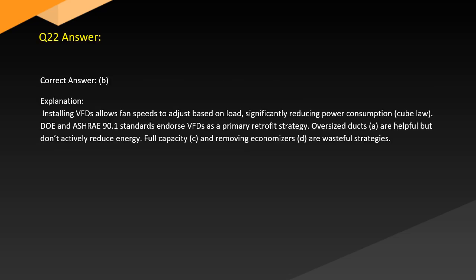Answer. Correct answer: B. Explanation. Installing VFDs allows fan speeds to adjust based on load, significantly reducing power consumption. Per the fan affinity cube law, ASHRAE 90.1 standards endorse VFDs as a primary retrofit strategy. Oversized ducts, A, are helpful but don't actively reduce energy. Full capacity, C, and removing economizers, D, are wasteful strategies.